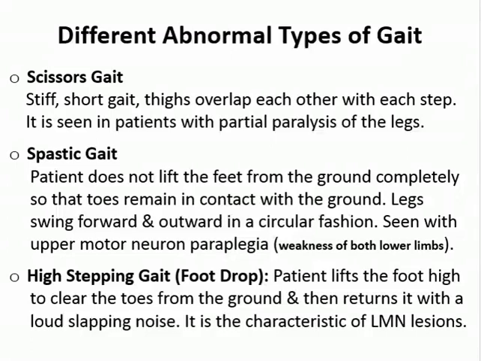Spastic gait. Patients do not lift the feet from the ground completely, so that toes remain in contact with the ground. Legs swing forward and outward in a circular fashion, seen with upper motor neuron paraplegia. This is weakness of both lower limbs.